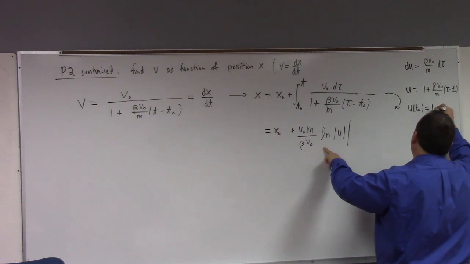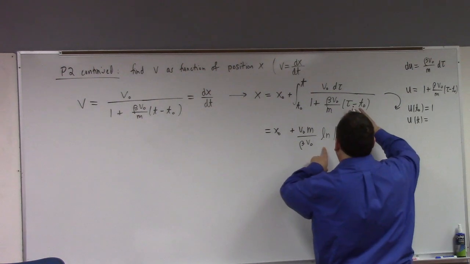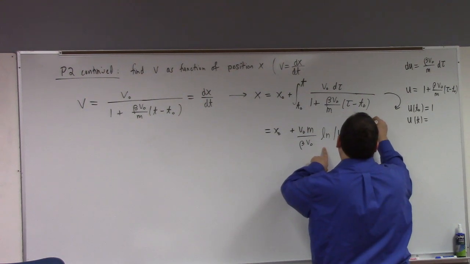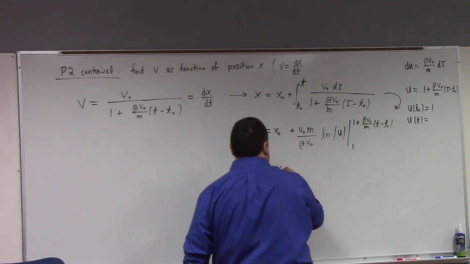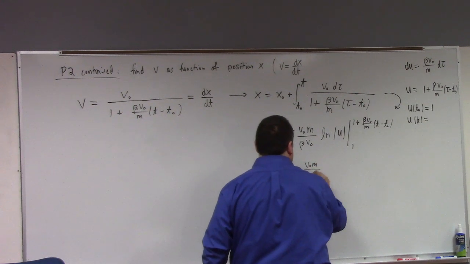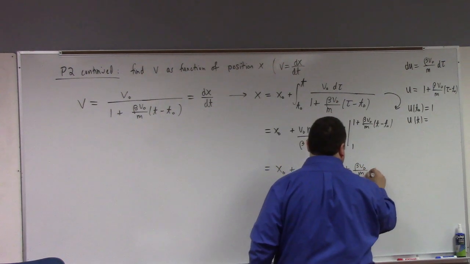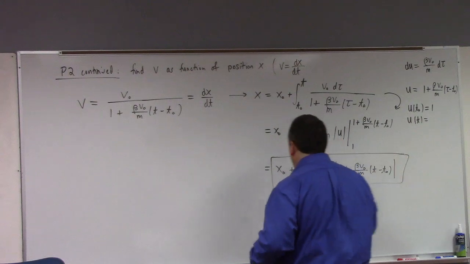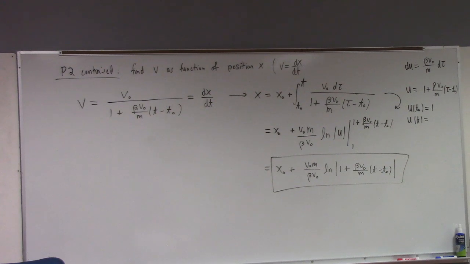It's 1. And what's u of t? Well, so we end up with from 1 to 1 plus beta v naught over m times t minus t naught. All right, great. So what we have then is x naught plus v naught m over beta v naught times the natural log of the absolute value of 1 plus beta v naught over m times t minus t naught. So there you go. That, my friends, is the position as a function of time for this problem, in terms of the initial position x naught, the initial velocity v naught, based at an arbitrary time t naught.